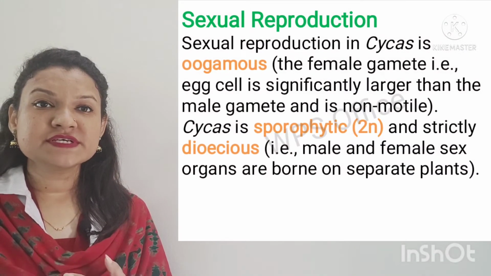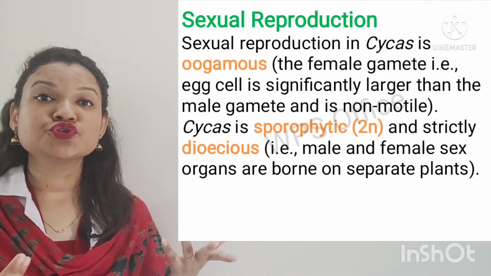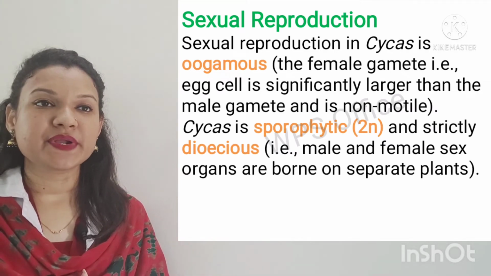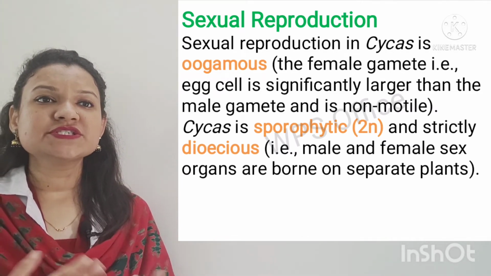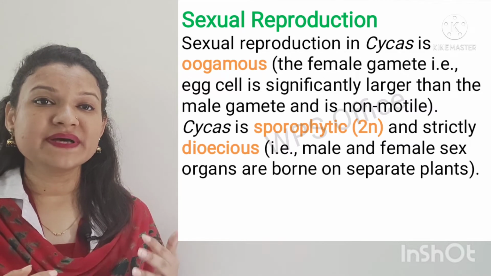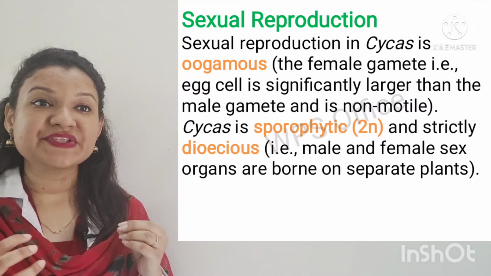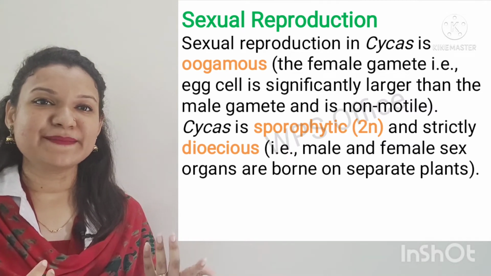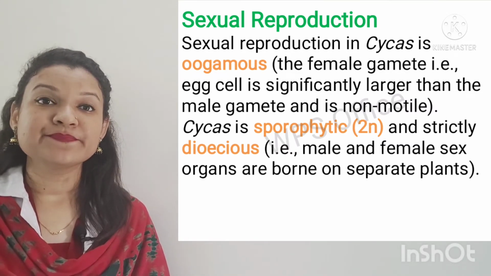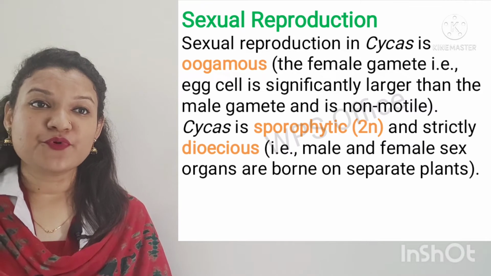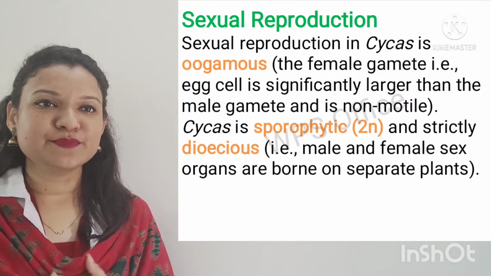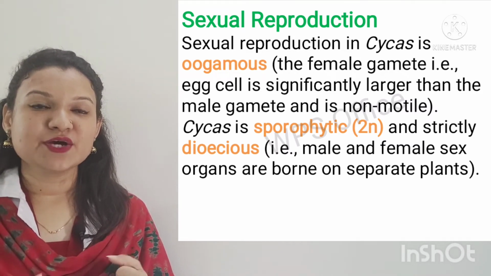Now, sexual reproduction produces offspring by the fusion of gametes. Sexual reproduction in Cycas is oogamous, that is, the female gamete, the egg cell, is significantly larger than the male gamete and is non-motile. Cycas is sporophytic, that means it is diploid, and strictly dioecious.